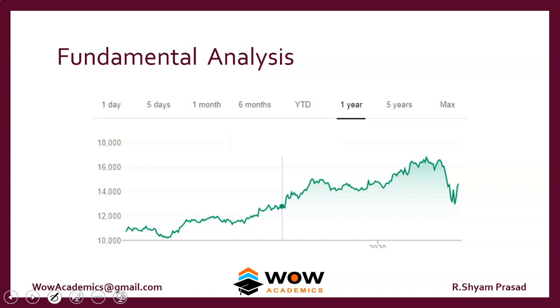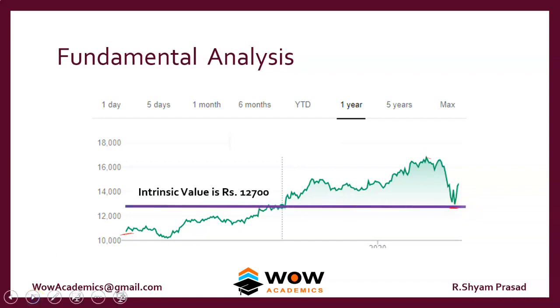So this is the company's share price. It tells you how, over a period of 1 year, the share price has gone up here and down to a lower level here. Now we'll see how intrinsic value plays out. Assume we have done a lot of computations and calculations and we have found 12,700 to be the intrinsic value of the company. The intrinsic value would usually be fairly stable, so in this case we take 12,700 as the stable value.